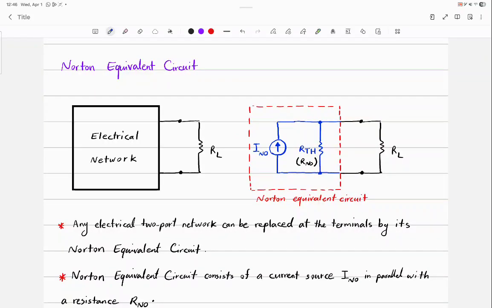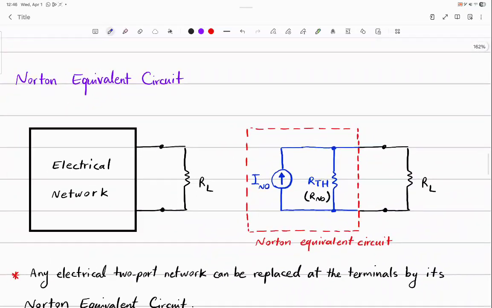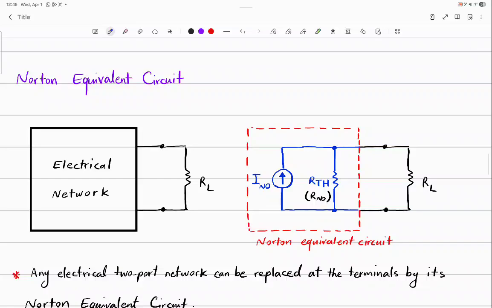We call the current I_N and we call the resistor R_N, but as you know, the Norton resistance and Thévenin resistance are exactly the same. So instead of creating a new name R_N, we just call it R_TH because they are exactly the same. Now, let me ask you one question. If you have a multimeter, how do you measure I_N?